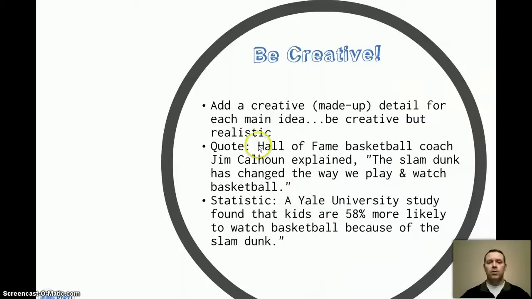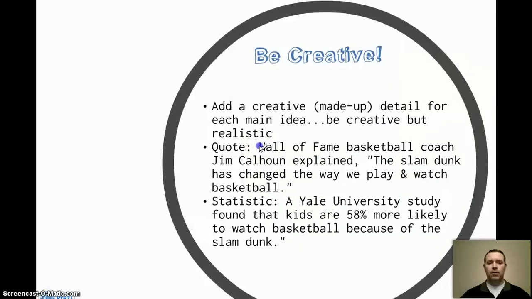And the first one is a quote, and of course I use Jim Calhoun. And the quote that I use is, Hall of Fame basketball coach Jim Calhoun explained, "The slam dunk has changed the way we play and watch basketball." So not only do I include the quote from somebody who's famous, but I also include their title. And then it is a specific quote to back up the point that I'm trying to make, that the slam dunk is exciting and great for the game.